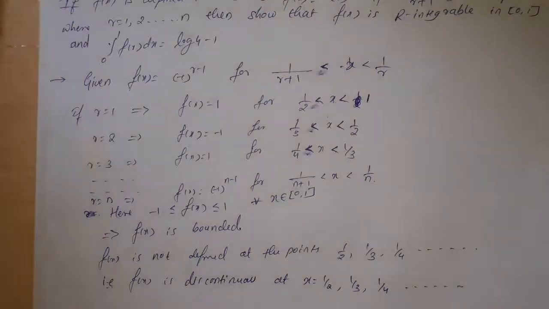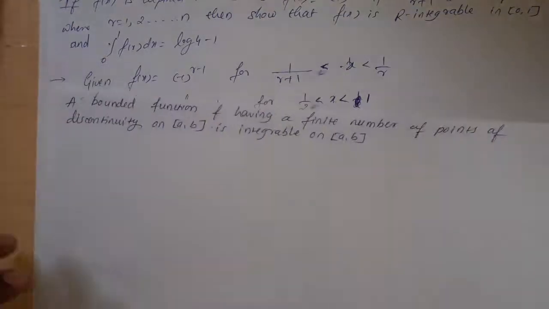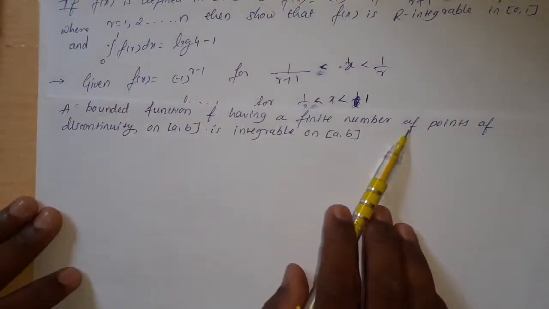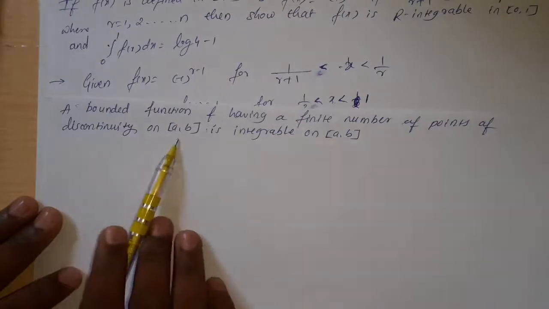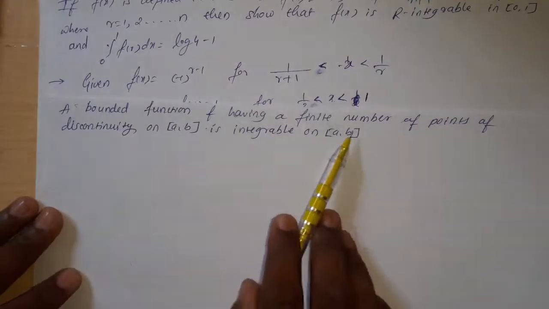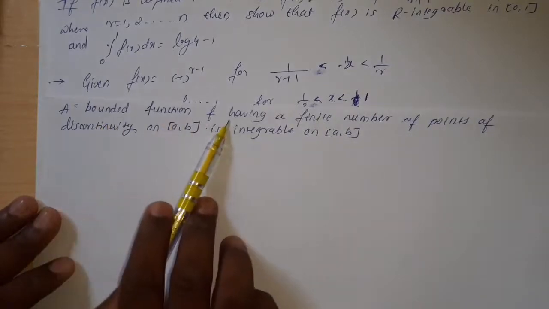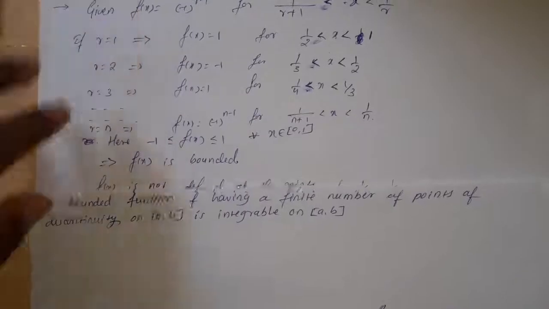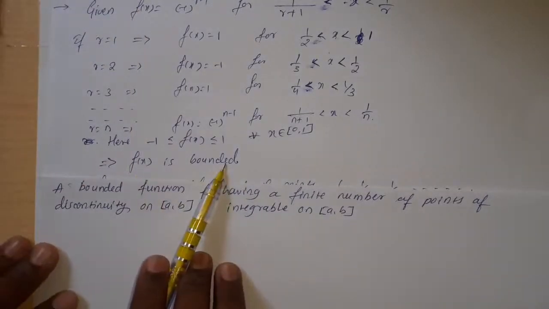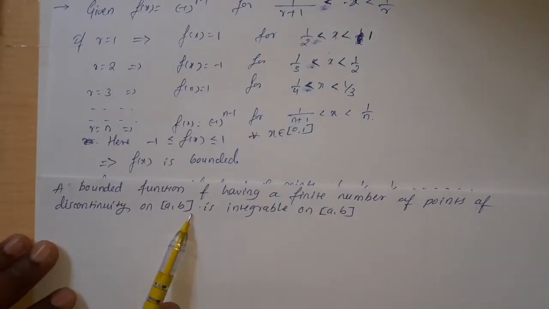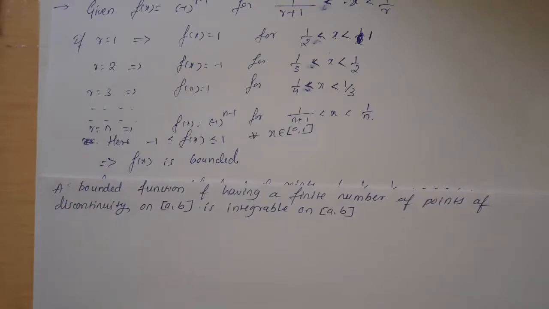Here we have one property of Riemann integrable functions: a bounded function f having a finite number of points of discontinuity on [a, b] is integrable on [a, b]. Already we know that f of x is bounded and it has a finite number of points of discontinuity on the closed interval, here the closed interval [0, 1]. Hence, the function f is Riemann integrable on the same interval.